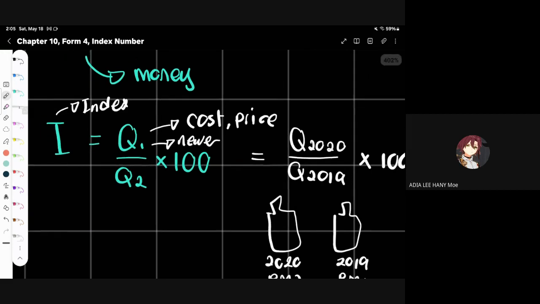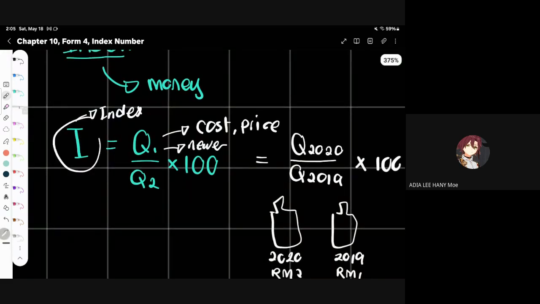So, let me just remind you again. I is the formula for the index. Q is always the cost, the price. Whenever they mention money, like harga and so on, always remember it is Q. And the 1 and 2 here, the top is always the newer one. The bottom is the older one. So far you understand, right?